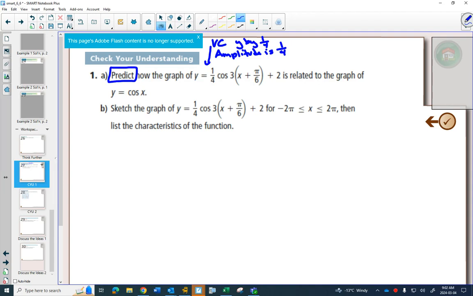Next, the 3, that 3 would be a horizontal compression where you would multiply x by 1/3. In our new unit, we know that our B value affects our period, and our period would be 2 pi divided by 3.